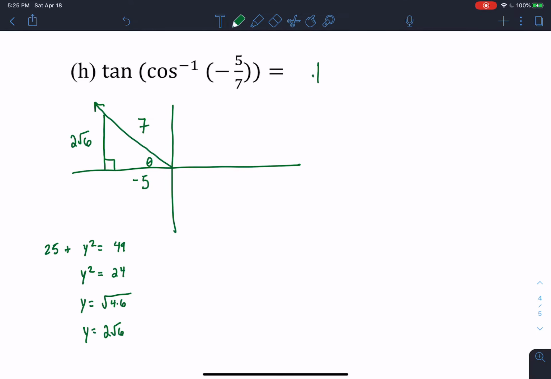Okay, so again, you're going to turn this into tangent of this angle. Inverse cosine of negative 5 over 7 becomes the angle, and then the tangent of that angle is going to be opposite over adjacent. So it's 2 root 6 over negative 5.